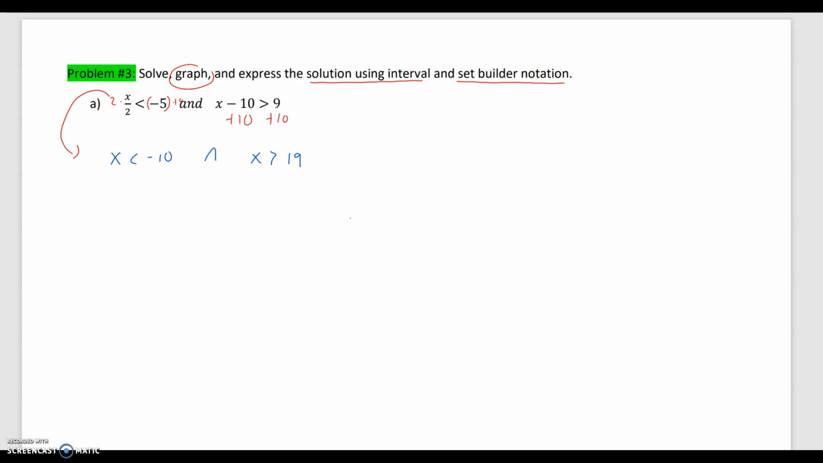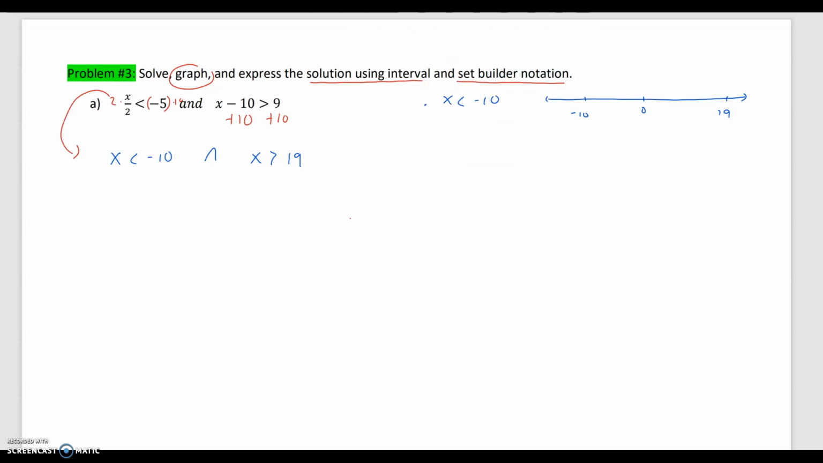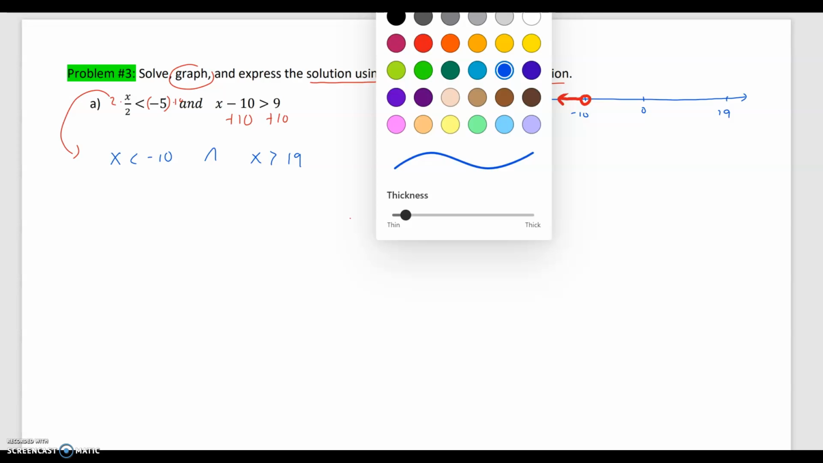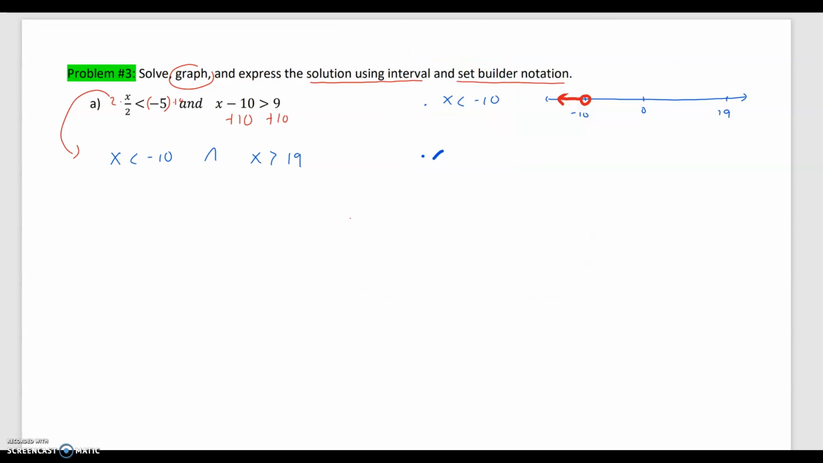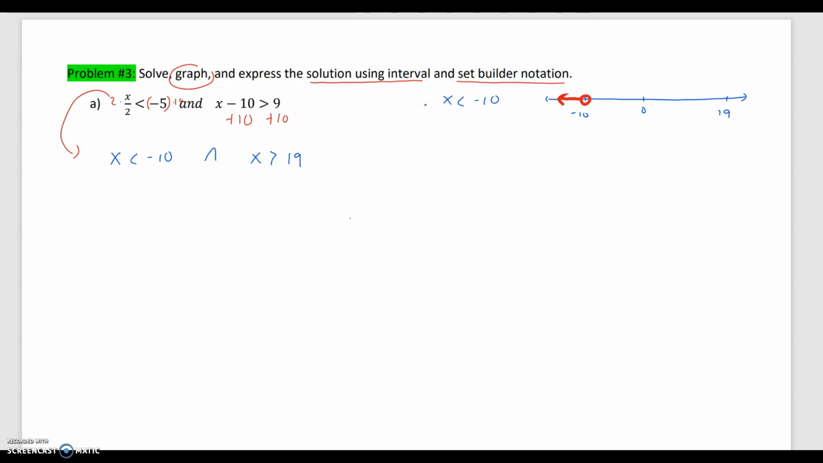And that's actually it. So let's actually take a look at the graphs of these, and we'll take a look at the actual solution. So x is less than negative 10. And let me put it here, obviously not to scale, but that's going to be 0. I'll just put 19 here and negative 10 to the left. And the first solution is x is less than negative 10. So technically from negative 10 to the left. The other one is going to have x is greater than 19.